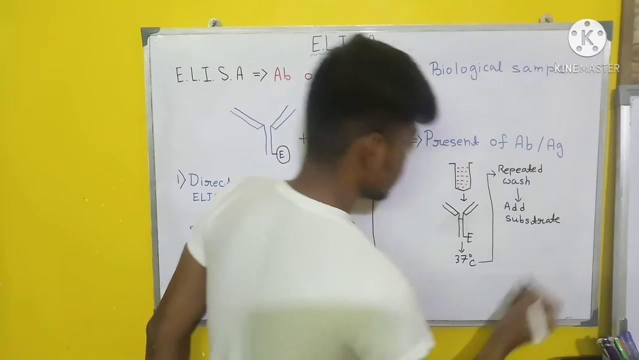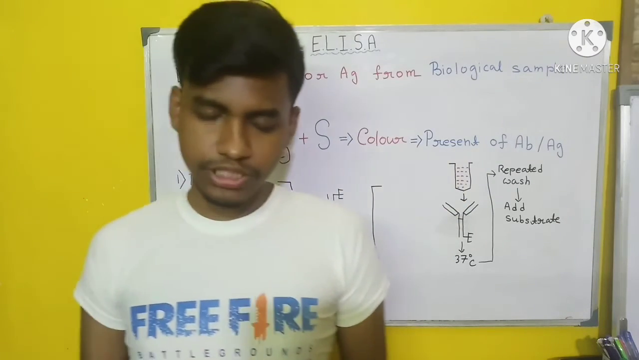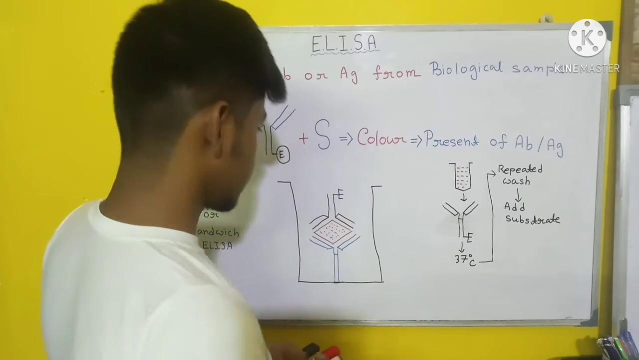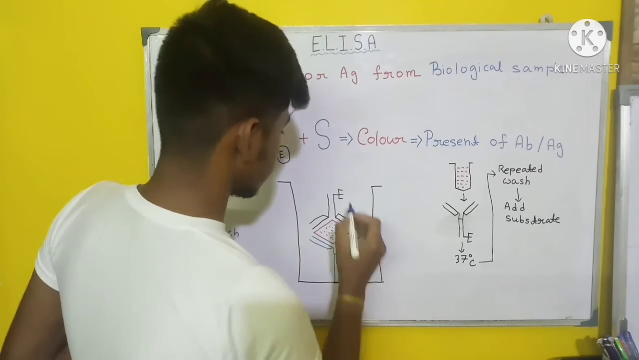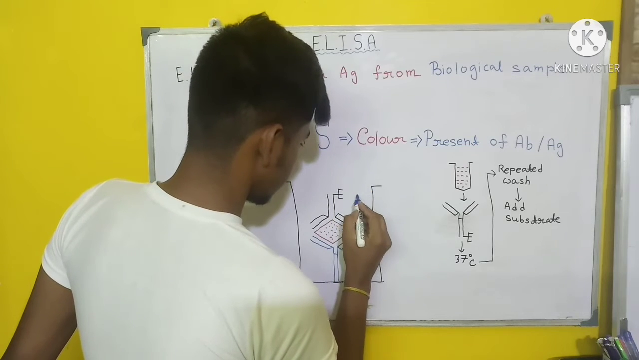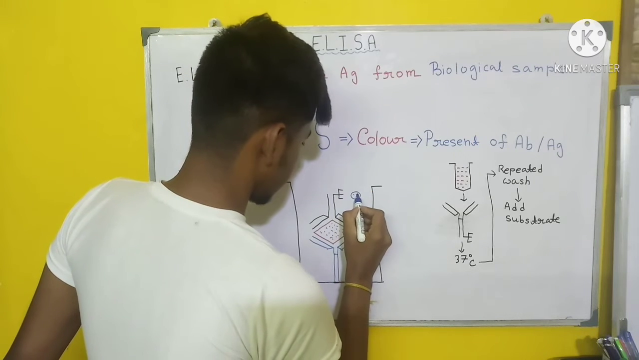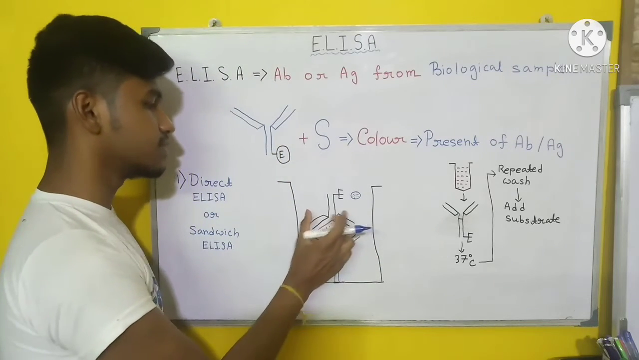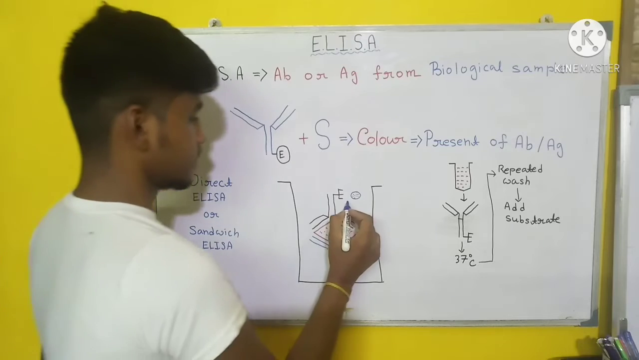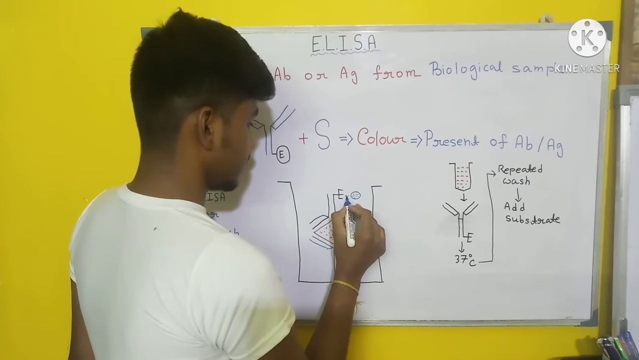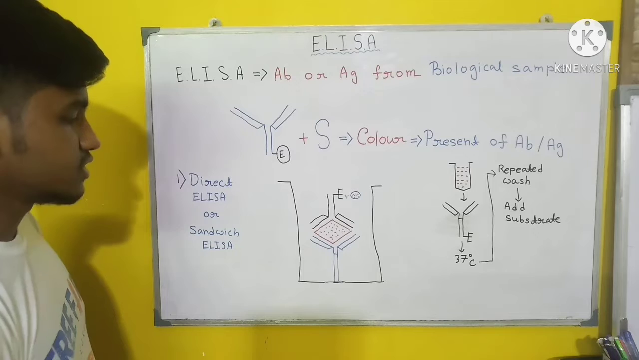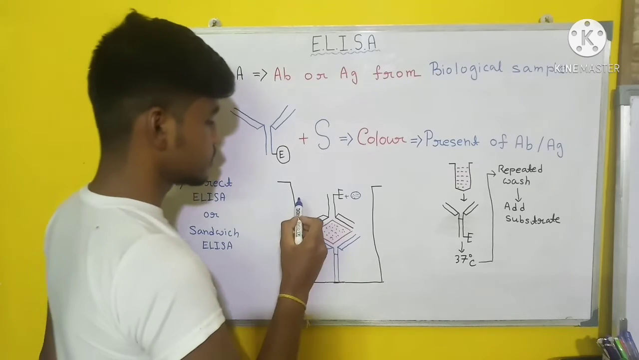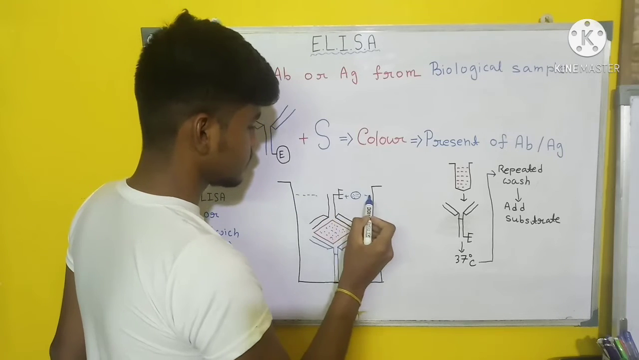So in the next stage, we will add substrate, guys. Now we are adding our substrate. When we add our substrate, it will react with the enzyme linked antibody, and after the reaction it will change the color of this well. So basically they are producing a particular color in the well.